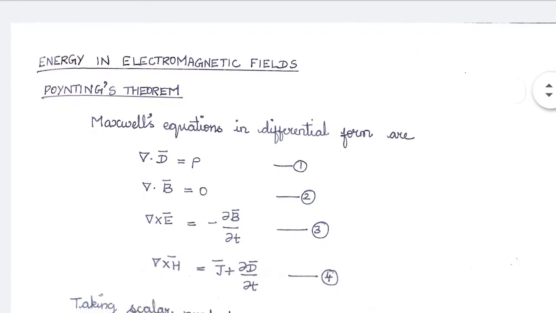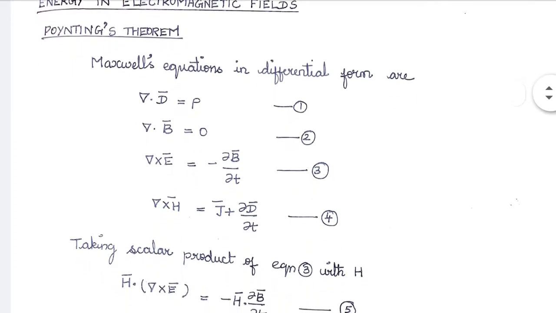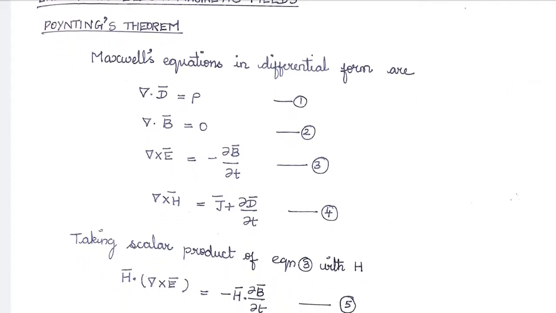In this video, let us derive Poynting's theorem. The equations which govern electromagnetic fields are called Maxwell's equations. Now let us write Maxwell's equations in differential form, which are given by del dot D equal to rho, del dot B equal to 0, del cross E equal to minus dou B by dou t, del cross H is equal to J plus dou D by dou t.